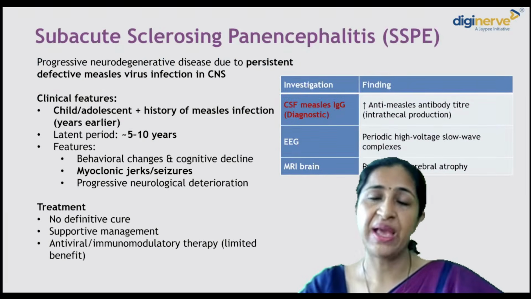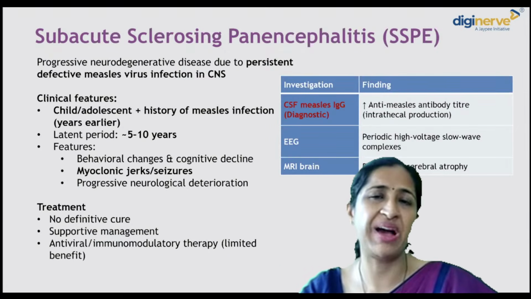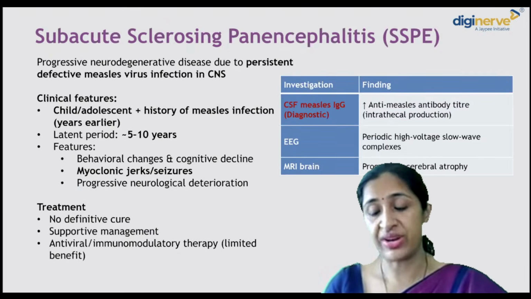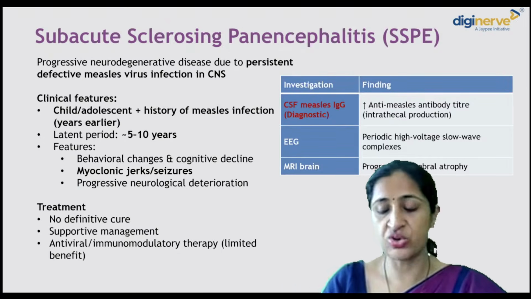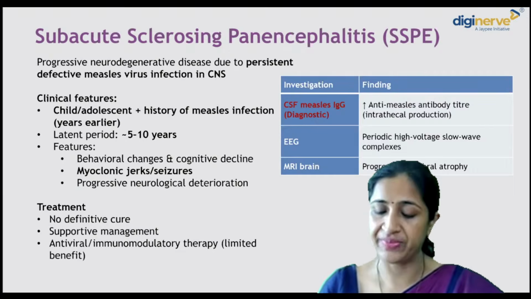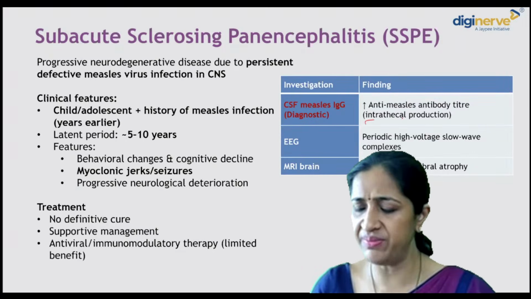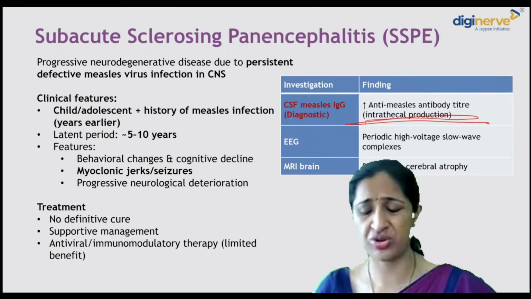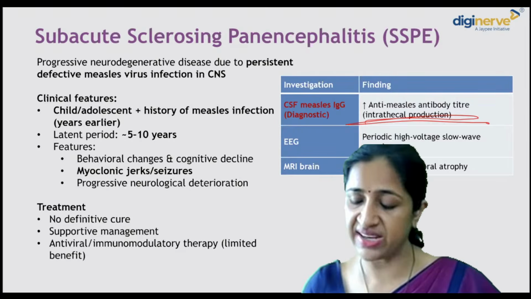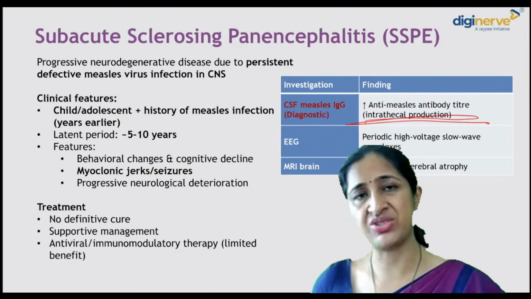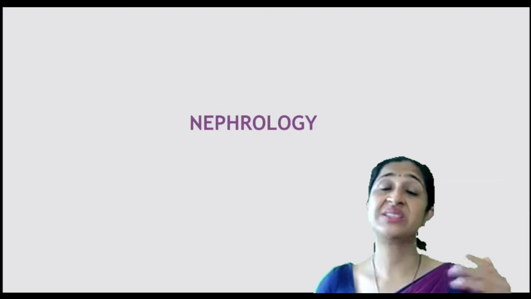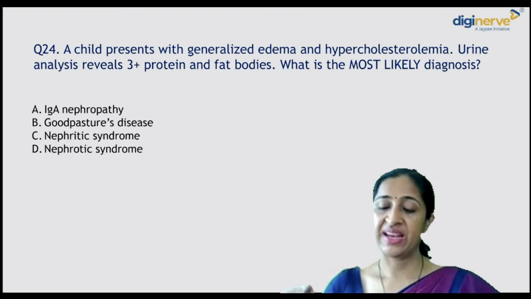So, SSPE is a persistent, very low, mild, latent or indolent measles virus infection in the CNS that can last up to 5 to 10 years. Here, slowly there is neuroregression, jerks, behavioral abnormalities and cognitive decline. No cure, treatment is with control of seizures, supportive care, etc. Remember, the CSF measles IgG is diagnostic. EEG may show something, MRI will show diffuse brain atrophy. Okay, there is no role for any other therapy. It's very chronic, like prion disease. Coming to nephrology.